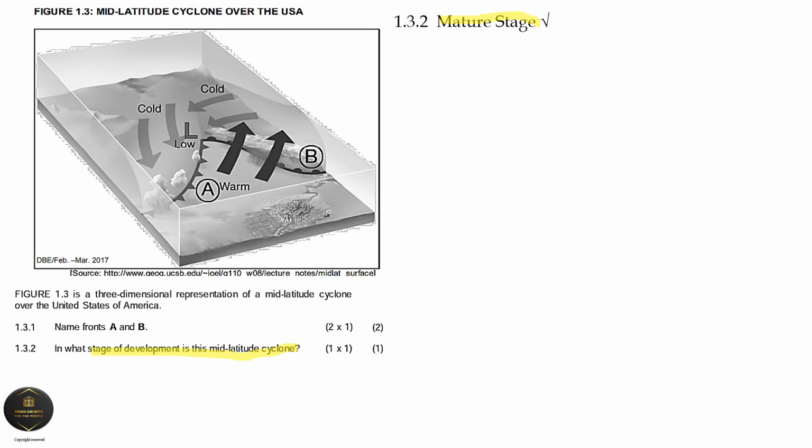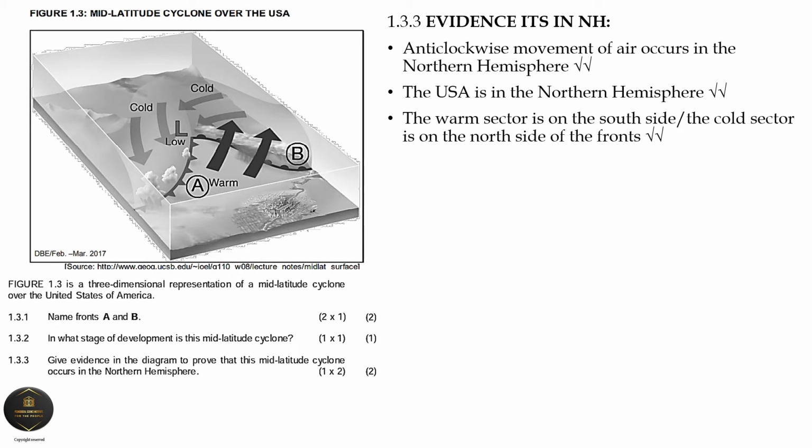Moving on to the next question. It says, give evidence. The evidence is in the diagram, which means you answer based on what you see on the diagram, to prove that this mid-latitude cyclone occurs where? In the northern hemisphere. So one piece of evidence from the diagram is the anti-clockwise circulation of air. Remember, a low pressure system will circulate in an anti-clockwise direction in the northern hemisphere.